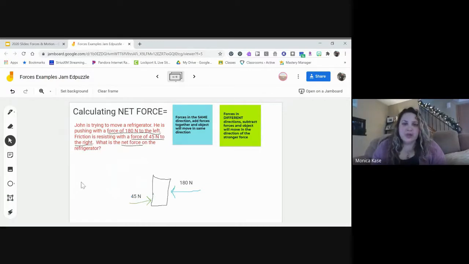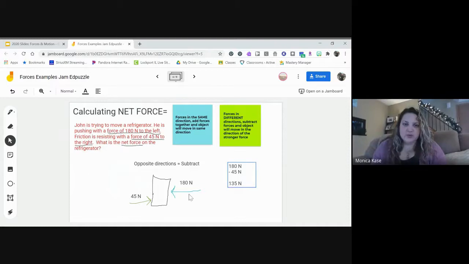All right, so now are they going in the same direction or are they going in opposite directions? Okay, hopefully you said they are going in opposite or different directions. Okay, so that means that we need to do what? Add or subtract? Good, we will need to subtract. So you will take your 180 newtons and subtract 45 newtons from that. You should have gotten 135 newtons.